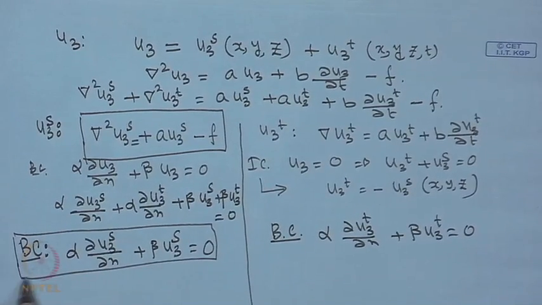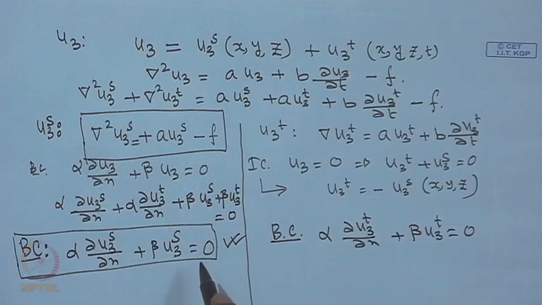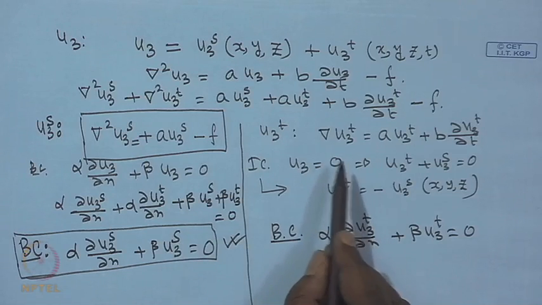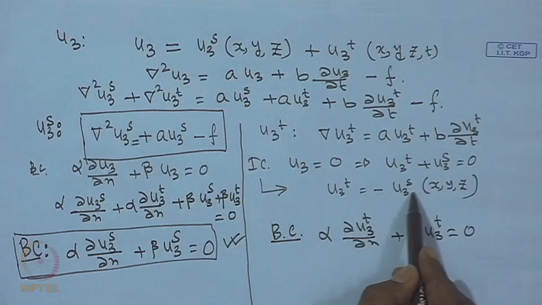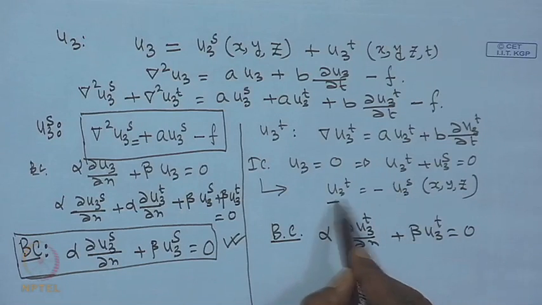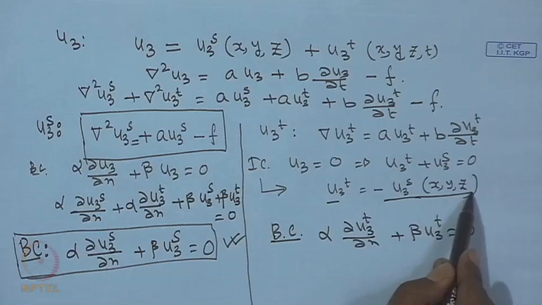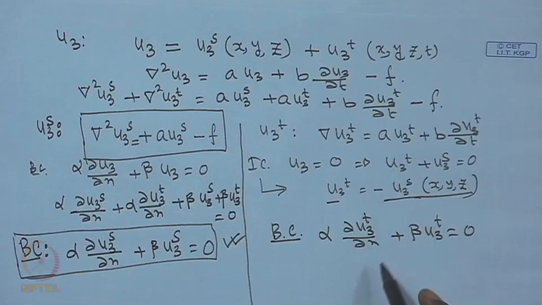You do not need any initial condition to solve the steady state part, because the steady state part is time independent. Now, with the help of these boundary conditions, this steady state equation can be completely solved, and we will get U3S as a function of x, y, and z. So, that solution of the steady state part will be the initial condition of the transient part. That will be known to us with a negative sign, of course. And the boundary condition of the transient part becomes homogeneous.